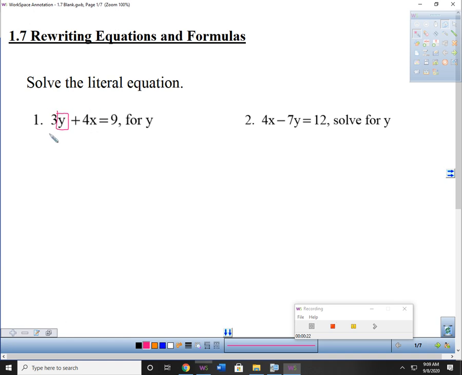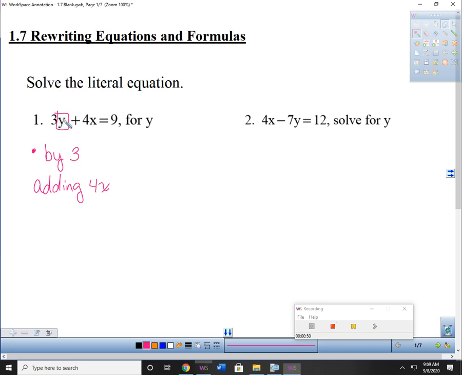So the first thing I do is I look to see if I have any like terms. I do not. So what is happening to y? I'm multiplying by 3, correct? Let's list that out. Multiplying by 3. And then I'm also adding 4x. So adding 4x. Those are the two things that I have to undo to get y by itself.